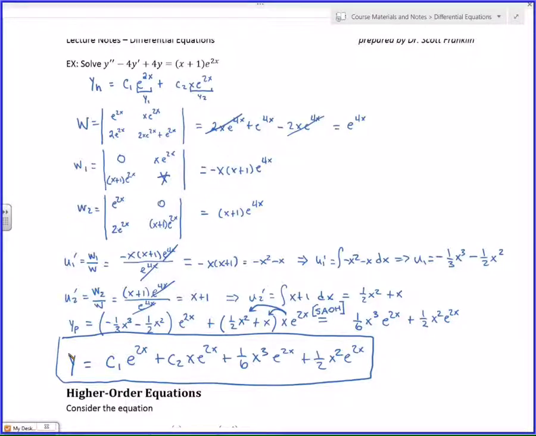And at least one problem in your homework is actually an initial value problem. I didn't do that here, but initial value problems are where I give you the y at 0 and the y prime at 0, and you have to find C1 and C2. So there still could be more work to be done after this.